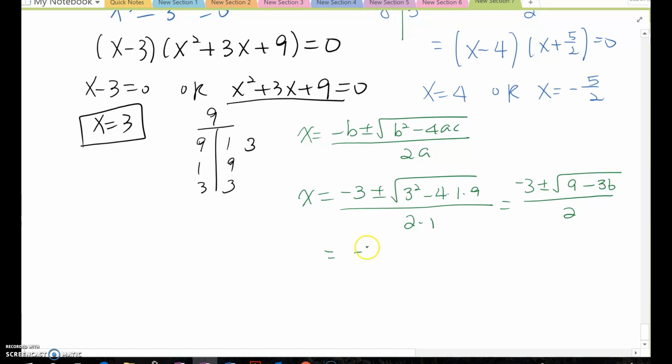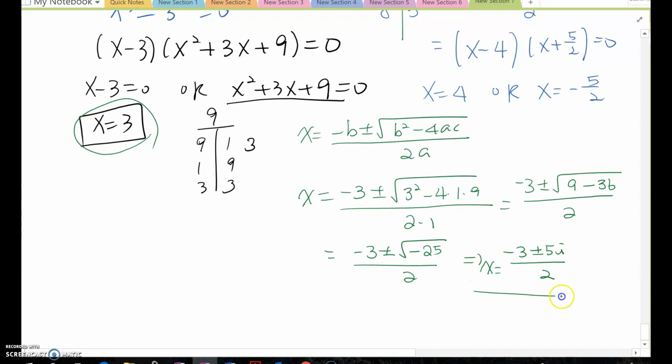So it becomes negative 3 plus and minus square root of negative 25 over 2, right? So it becomes negative 3 plus and minus 5i over 2. Okay, so we have x equal to 3 and then x equal to negative 3 plus and minus 5i over 2. I know this is not a real answer, but since we learned complex numbers, you can generate answers for x using complex numbers as well.